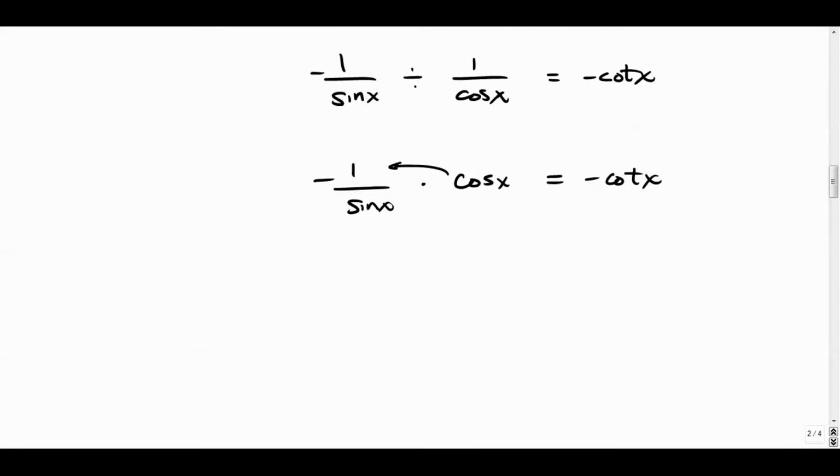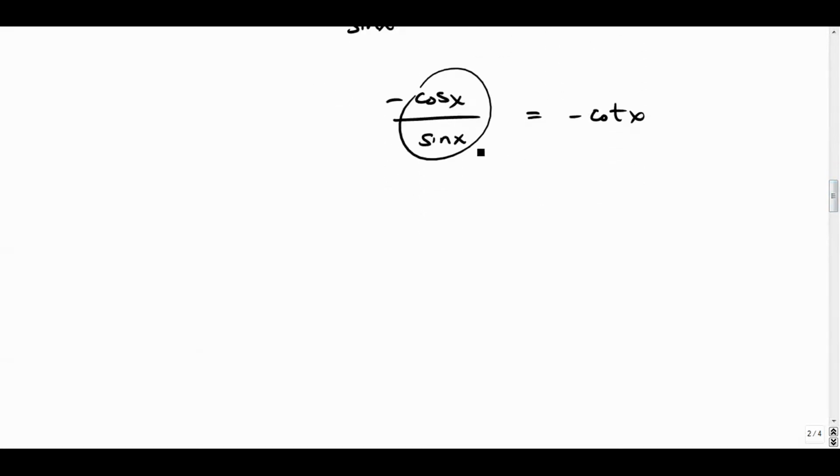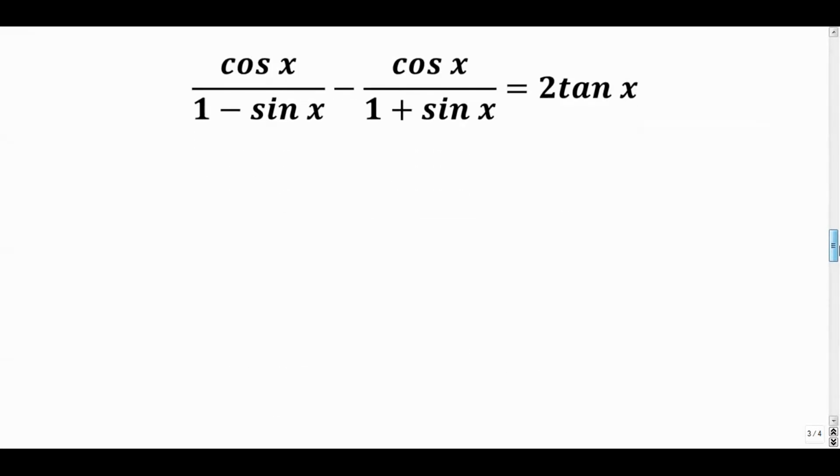So now we just multiply negative cosine x over sine x. Does that equal negative cotangent x? Yeah. Definition of cotangent is cosine over sine. So this is negative cotangent x is equal to negative cotangent x. That works. Let's move on.